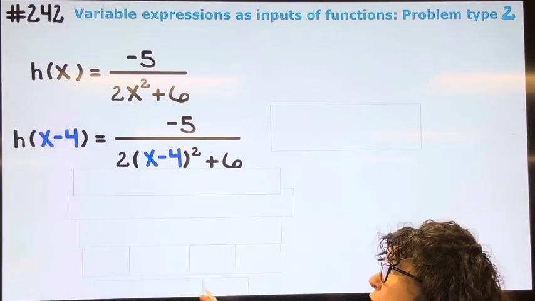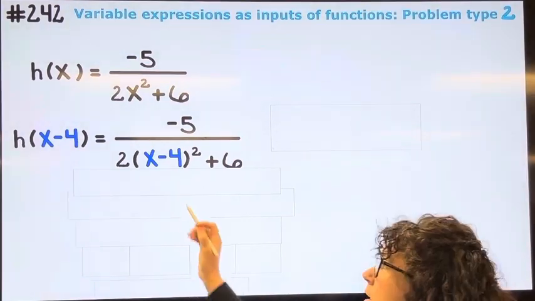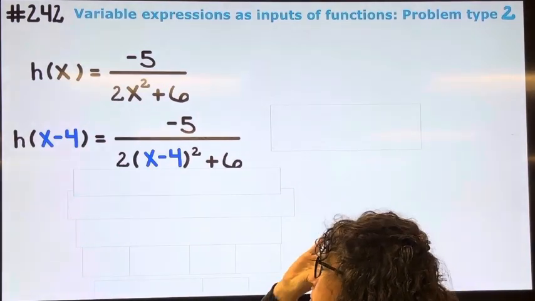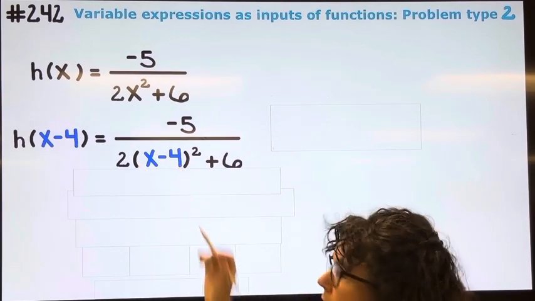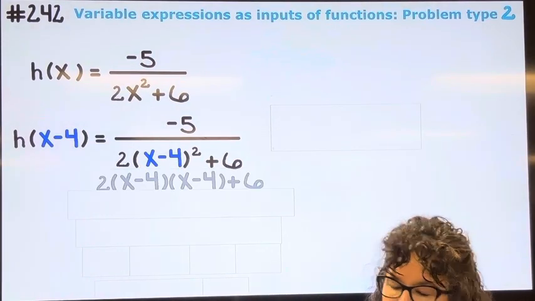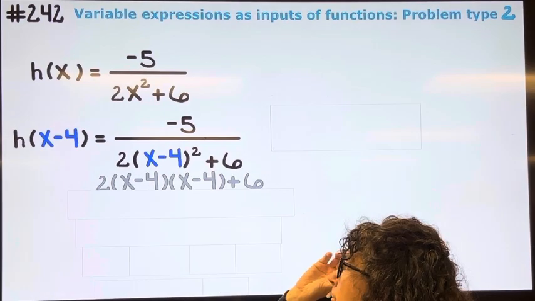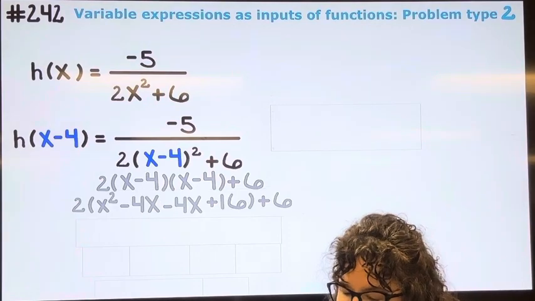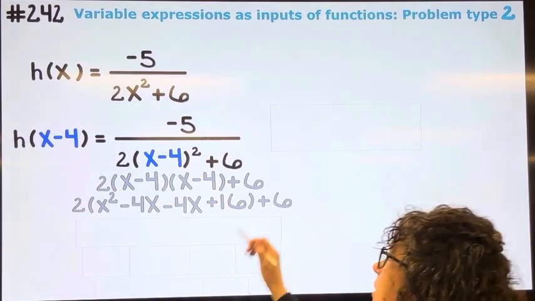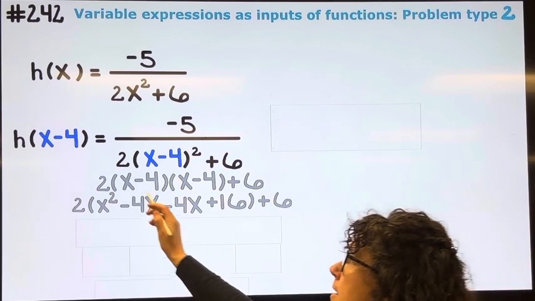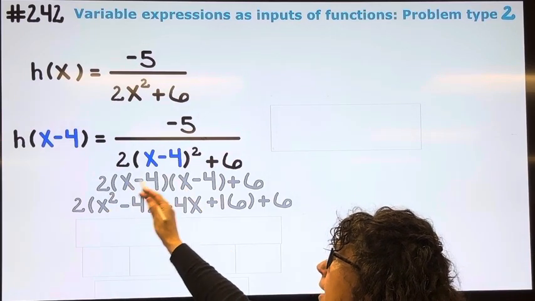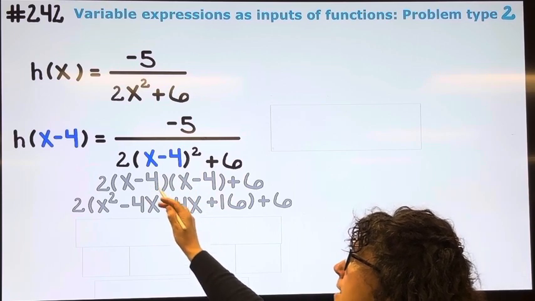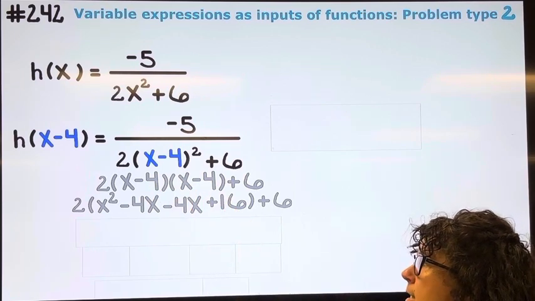What we have left to do is simplify. In order to simplify the denominator, I'm just going to do this down below. So let's rewrite x minus 4 squared as x minus 4 times x minus 4. I'm going to FOIL the x minus 4 times x minus 4. So I'm bringing down my 2, bringing down my plus 6. X times x is x squared, x times negative 4 is negative 4x, negative 4 times x is negative 4x, and negative 4 times negative 4 is 16.